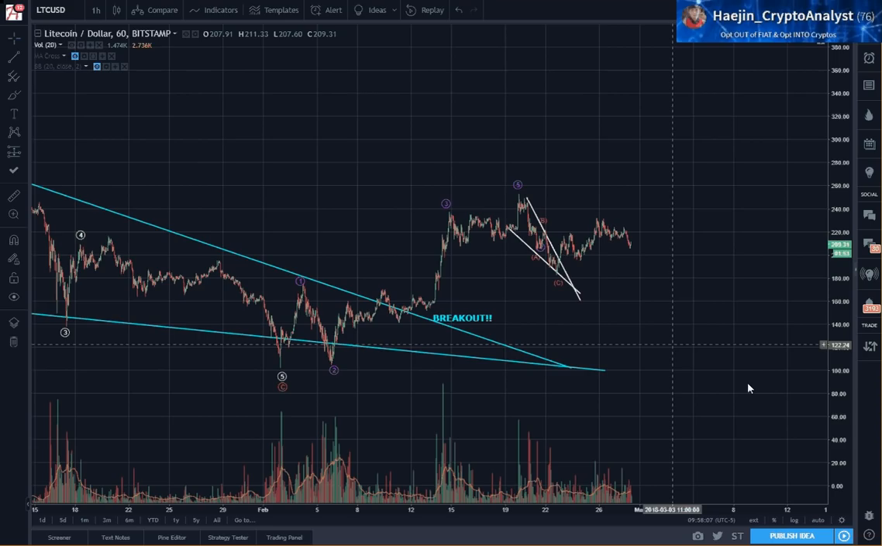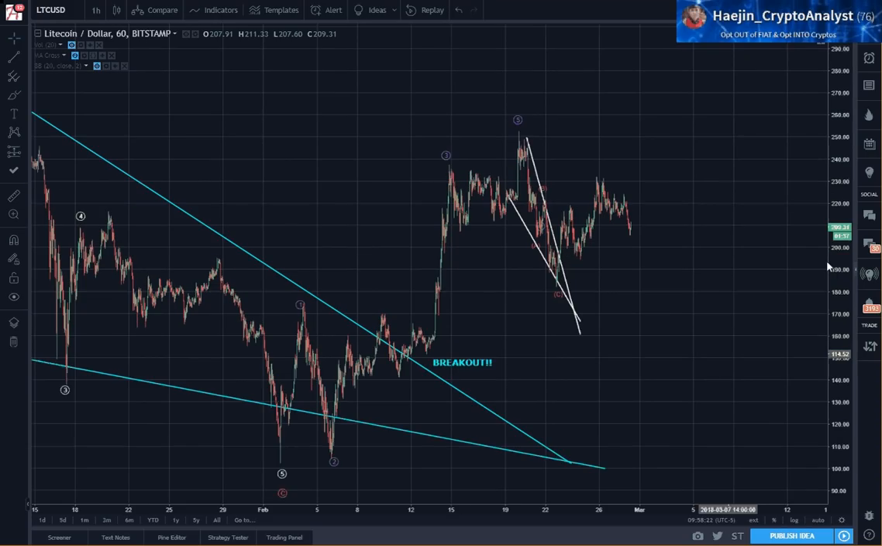or Bitstamp or Bittrex or other exchanges. So here we have the 1 hour chart.